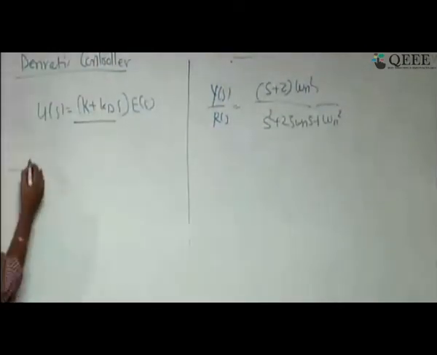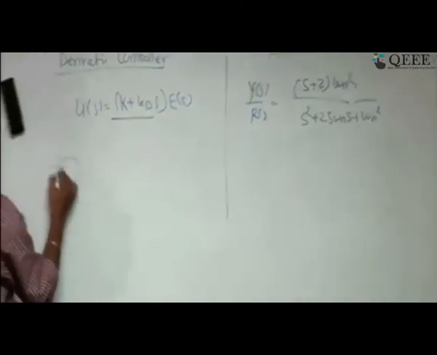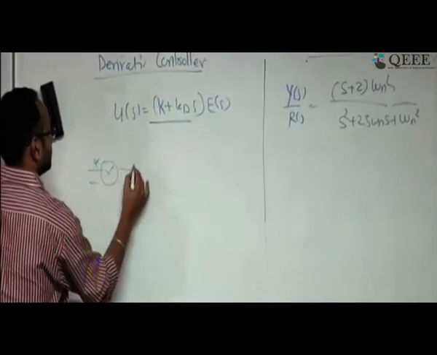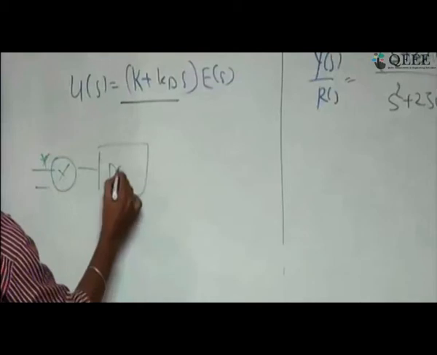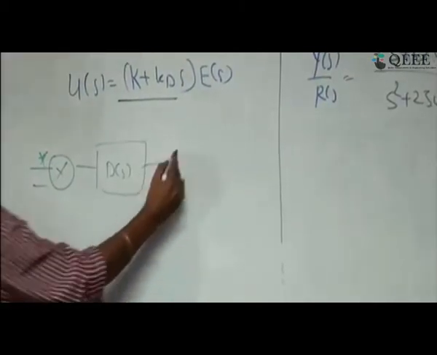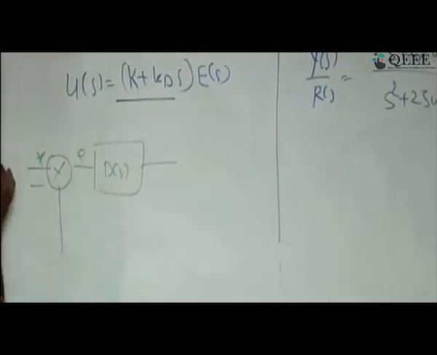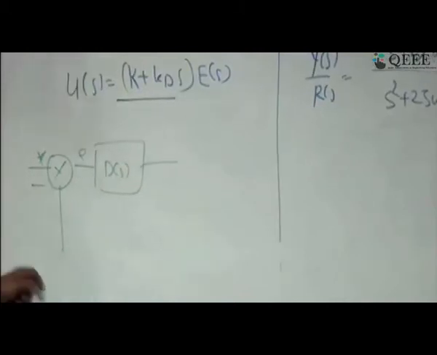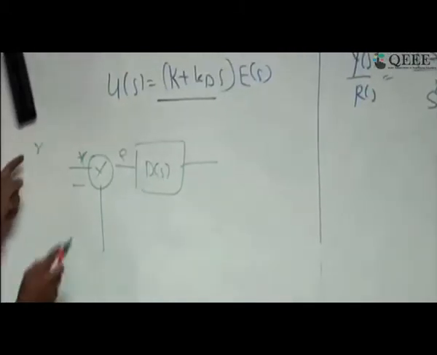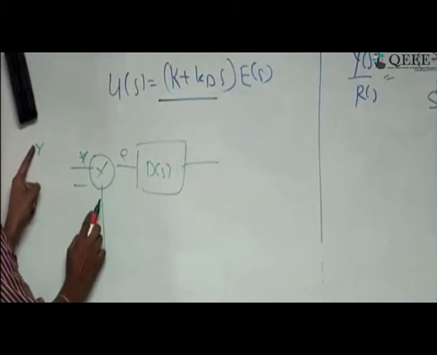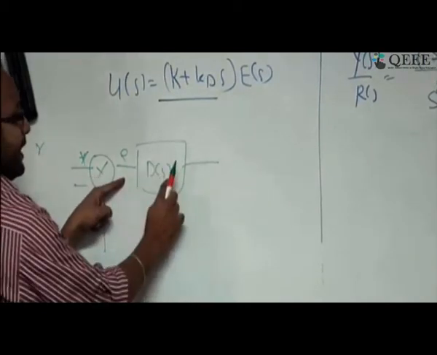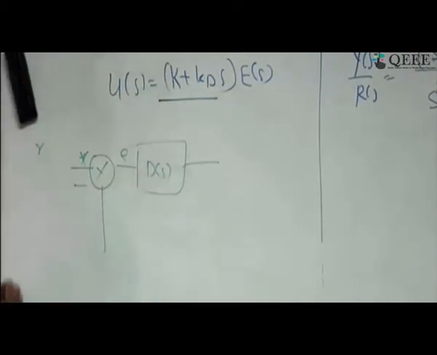So if you remember, this is my D(s), correct? And this is my error signal, and this is my input signal. I'm not drawing the entire thing. This is my reference signal. This is the feedback path. The error is coming, and this is the controller.